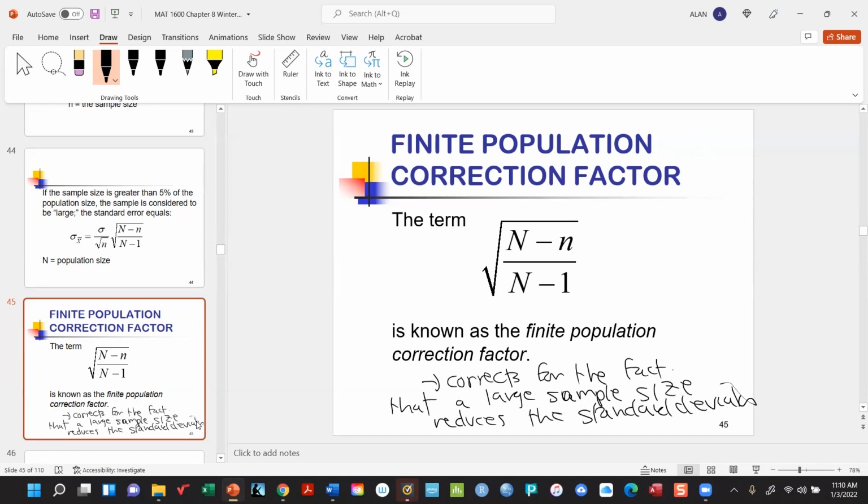Because the way this number is defined, it's guaranteed to be less than one, as long as n is greater than one. So if your sample size is at least two, this term will be less than one. So basically it's shrinking up the standard deviation to reflect the fact that this is a pretty large sample.